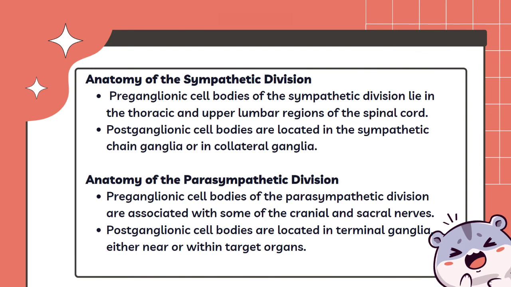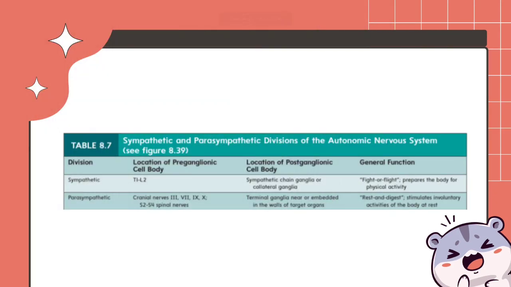Anatomy of the sympathetic division. Preganglionic cell bodies of the sympathetic division lie in the thoracic and upper lumbar regions of the spinal cord. Postganglionic cell bodies are located in the sympathetic chain ganglia or the collateral ganglia. As for the anatomy of the parasympathetic division, the preganglionic cell bodies are associated with some of the cranial and sacral nerves. Postganglionic cell bodies are located in the terminal ganglia, either near or within target organs. Here you can see a table of the sympathetic and parasympathetic divisions of the autonomic nervous system.